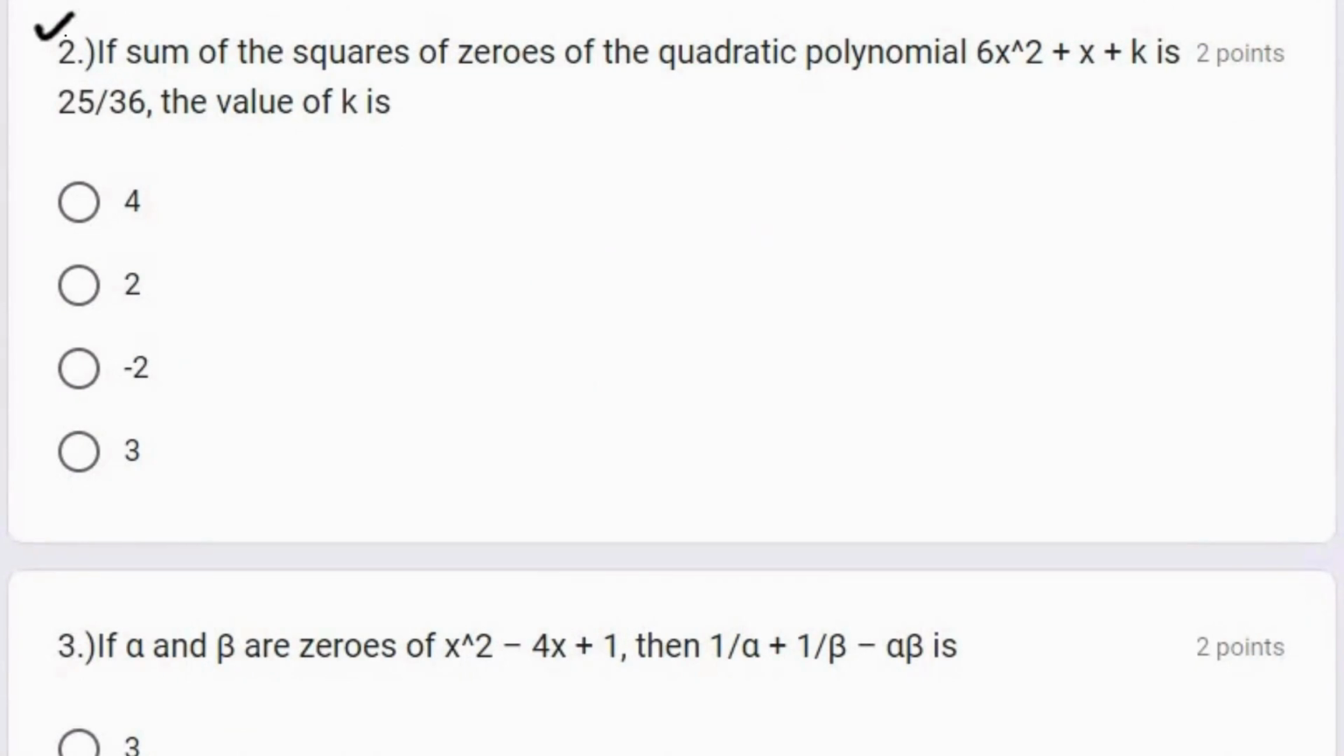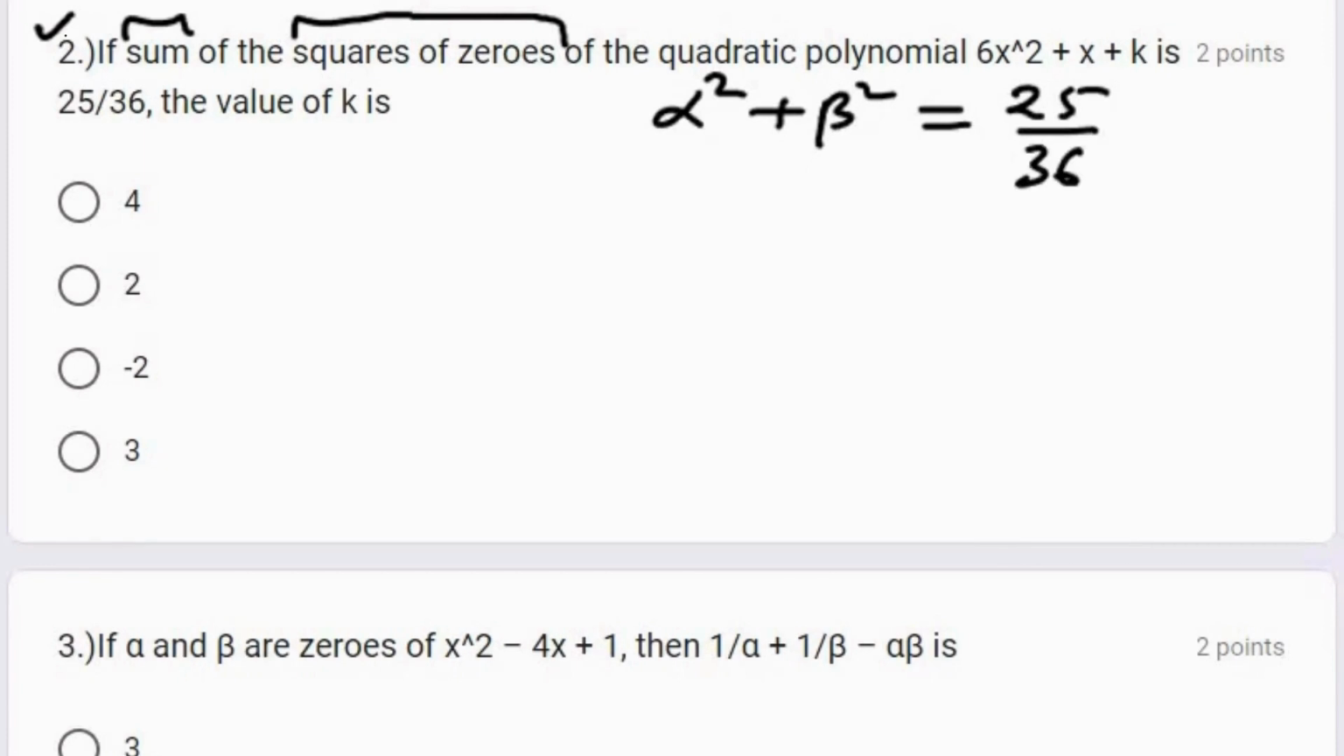Coming to the second question, the sum of squares of zeros of a quadratic polynomial 6x square plus x plus k is 25 by 36. We are supposed to find k. See, we are given the sum of squares, means alpha square plus beta square, as 25 by 36. And the quadratic polynomial is 6x square plus x plus k. So from here we can just pick up a, b, c. a is 6, b is coefficient of x, which is 1, and c is the constant itself, that is k.